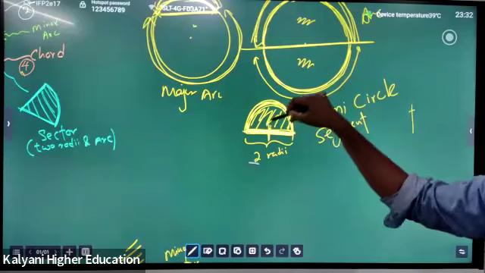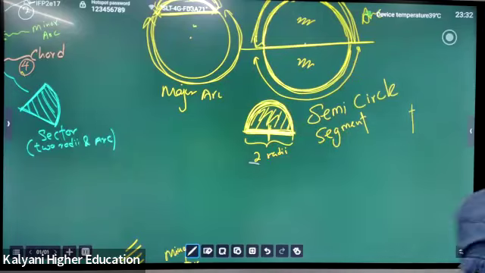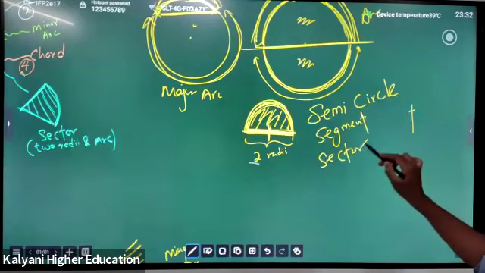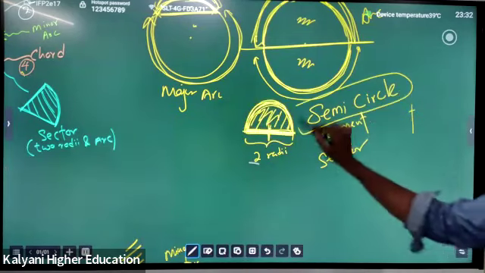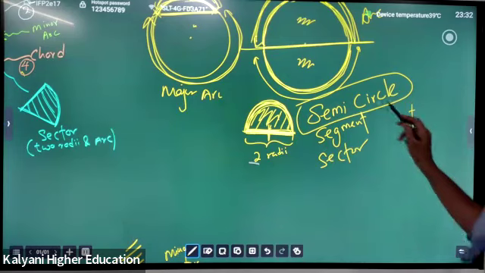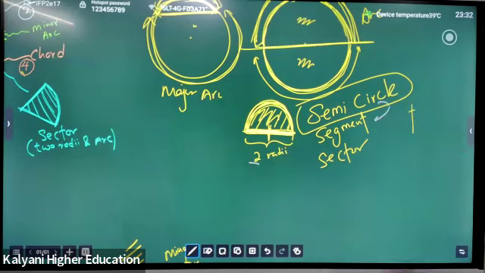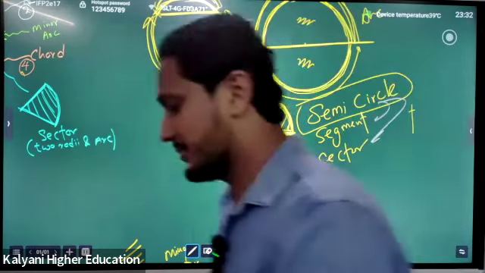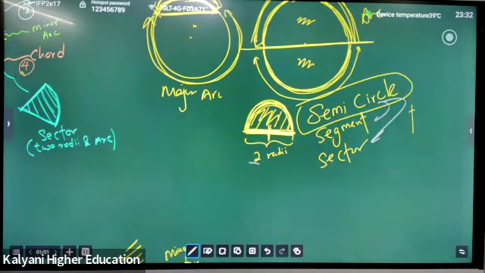What is the name of this one? According to that, it's a sector. Very nice. For a semicircle, if anyone asks you to give another name, you can say it's a segment. You can say as well that it's a sector. Understood? Is that clear? Yes or no? Fine, good.